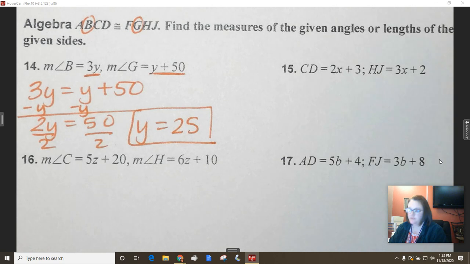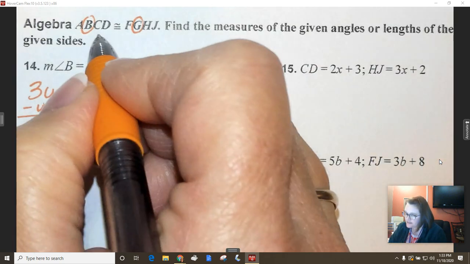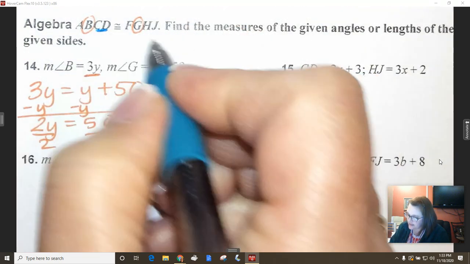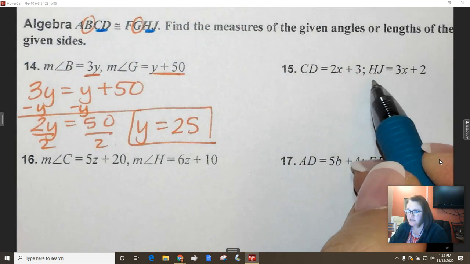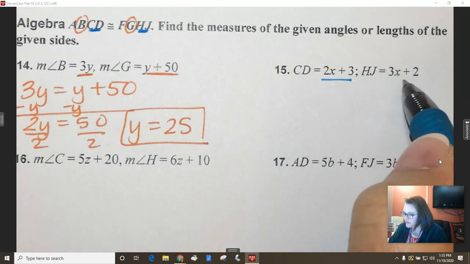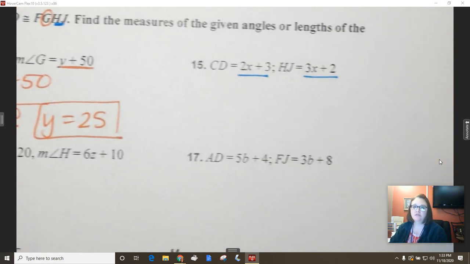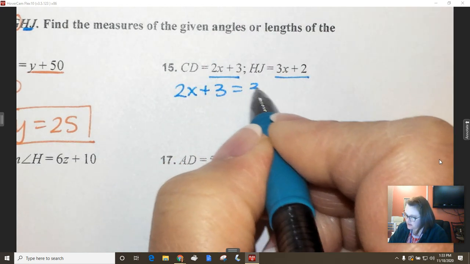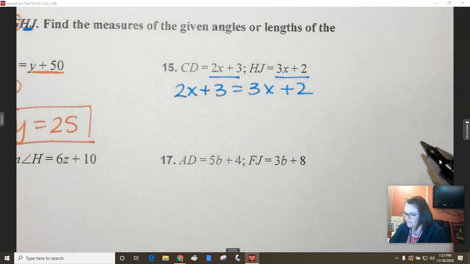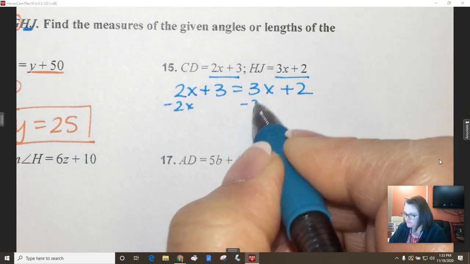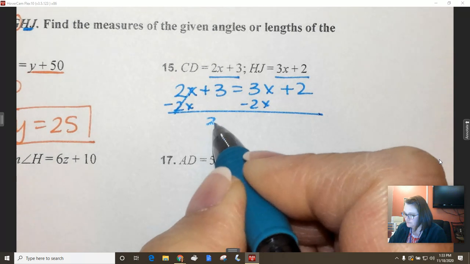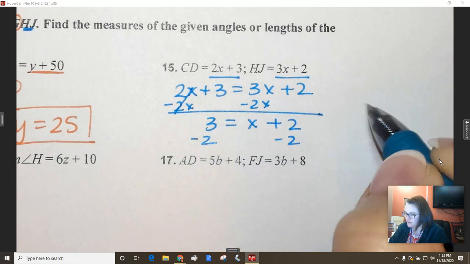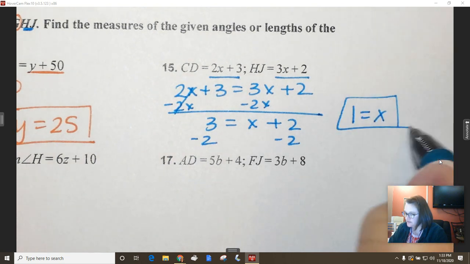Okay. On number 15, we're looking at side lengths. CD, I'll use a different color. CD is at the end of this name, and HJ is at the end of the second name. So that means this expression and this expression are congruent. So we set them equal to each other. 2x plus 3 equals 3x plus 2. Move the smaller x, and move the number, and we get 1 equals x, or x equals 1.